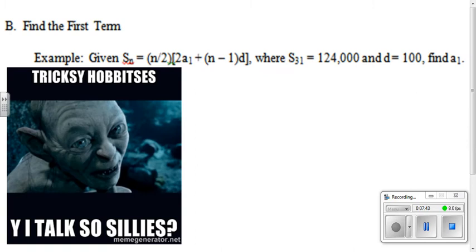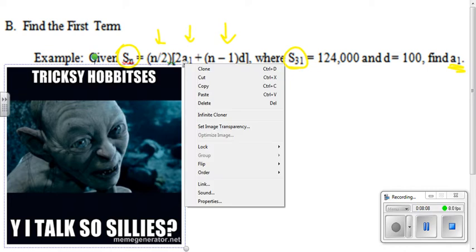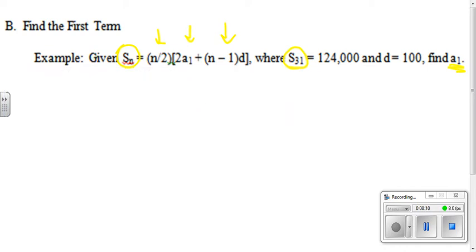Oh, those tricksy hobbitses. Here we are figuring out all of our formulas, but in this case, they didn't give us things to plug into this side. They gave us only some of the things, but they also gave us something to plug into our left side. So we essentially need to work backwards to solve for our a sub 1. That's okay though, we know how to do that. We just plug everything in and set it up like we normally would.